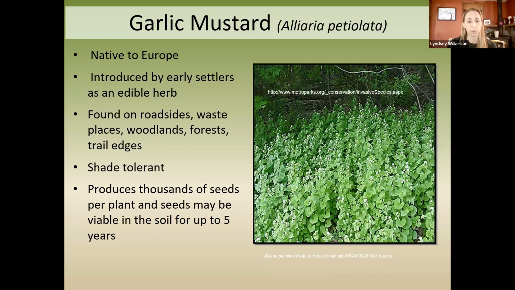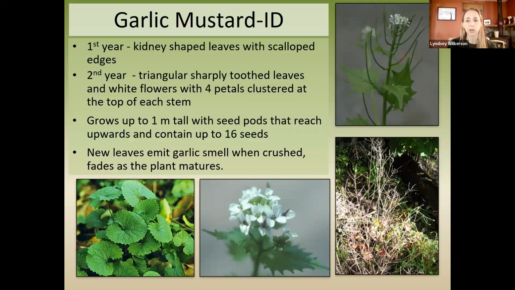So here we've got garlic mustard, and the main thing to note about garlic mustard is each plant produces thousands of seeds. And the first year and the second year plant look very different from each other. So in the bottom left, you can actually see what a first year plant looks like, and it's low to the ground with kidney shaped leaves. And in the upper right, you can see a second year plant, and it's got much more of a height to it, up to 1 meter tall, and you can start to see those seed pods that are forming.